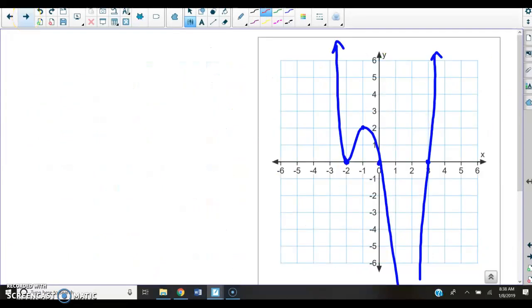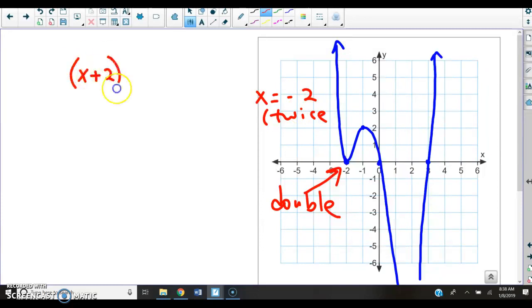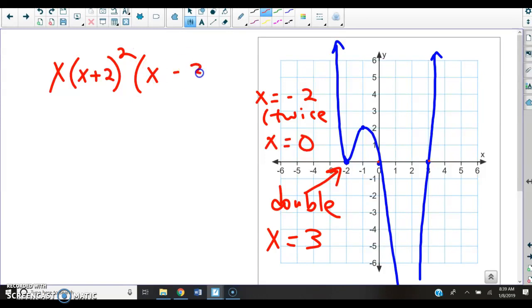Okay, one more example. This time I've got a double 0. Did you see that? That's a double. Okay, so that means x equals -2 twice. So that factor is going to be (x plus 2) squared because it's positive to the left and positive to the right, the only way that happens is if it's squared. Okay, my next 0 is just 0, so that gives me just an x. That's a nice one to have. And then my last one is x equals 3, so that gives me the factor x minus 3.